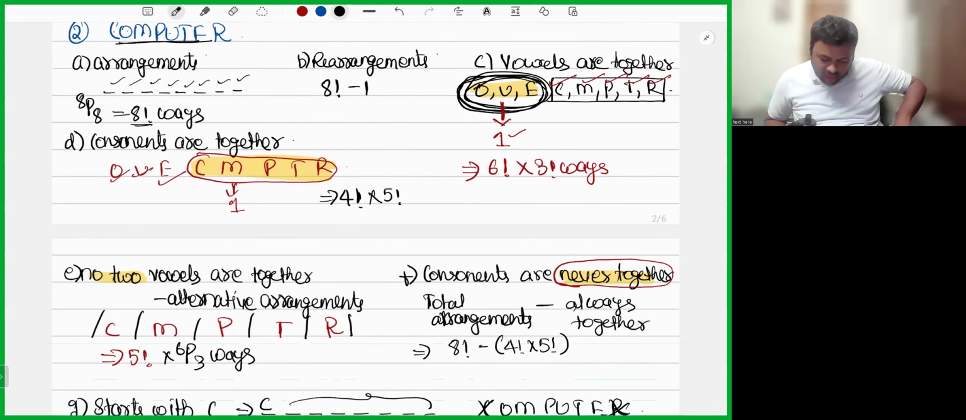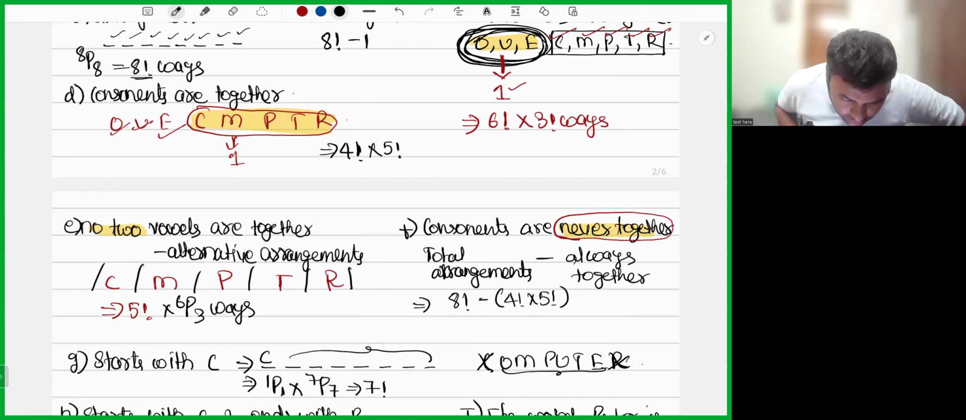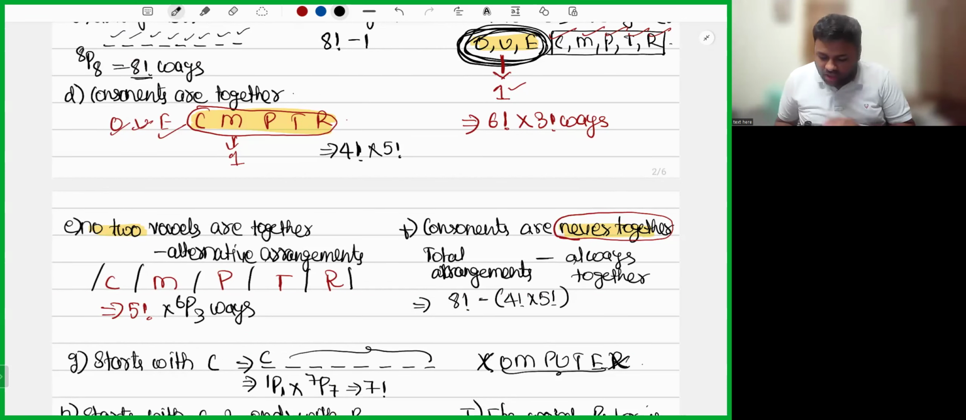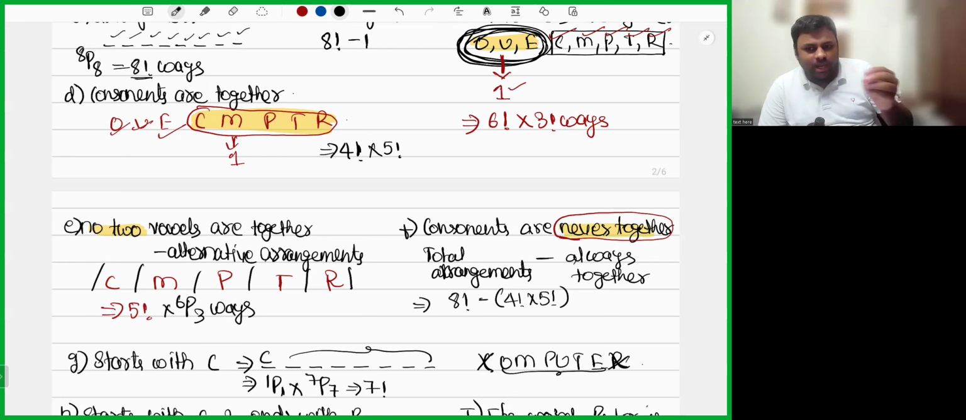E. No two vowels are together. Consonants are never together, he is telling. Consonants are never together means first you will do total arrangements minus always together. Like if I am asking how many boys are there in the class, I'll do total strength minus girls, and I'll get boys, right? The same way, consonants are never together, I'll do total arrangements minus always together.